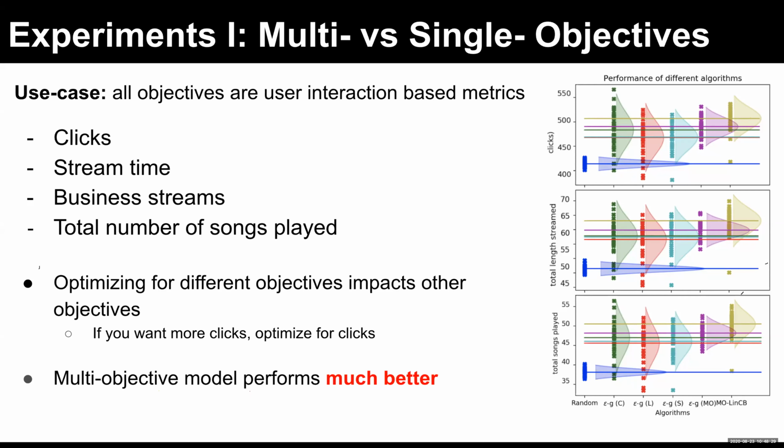So this is interesting: if I care about clicks, then I should not only optimize for clicks, but I should optimize for total length streamed, for total songs played, and so on. So why would that be happening?